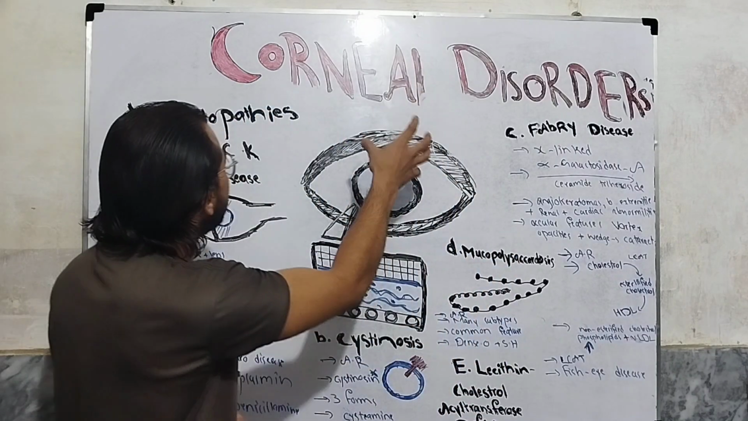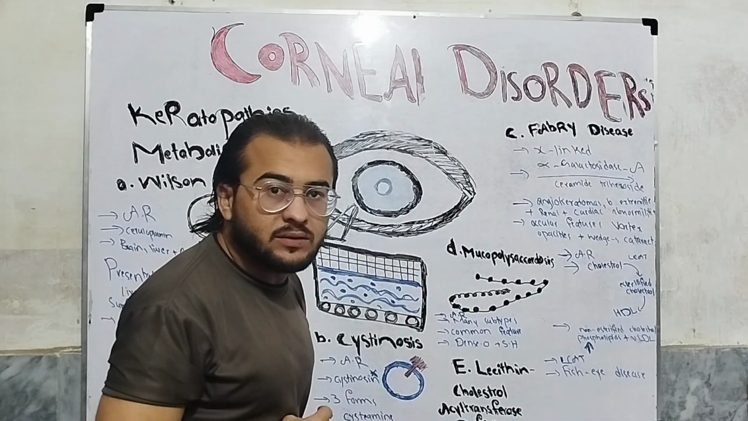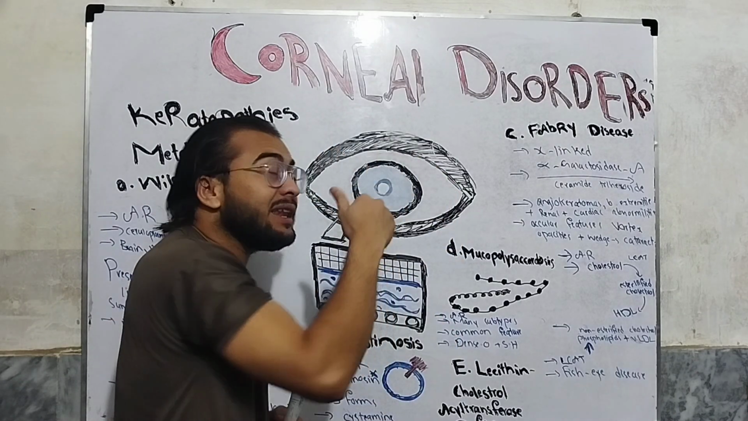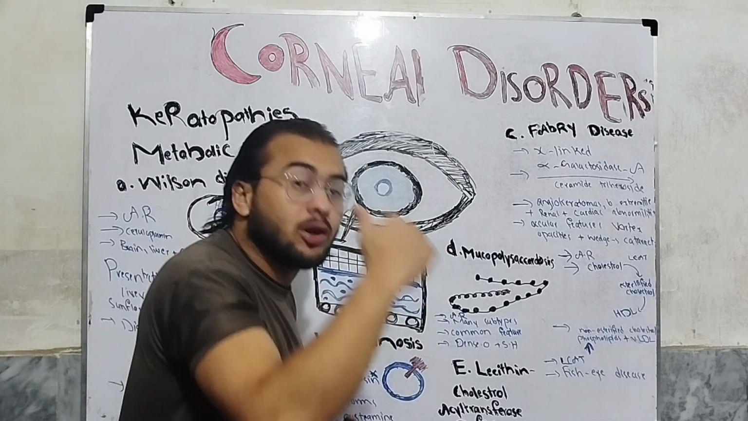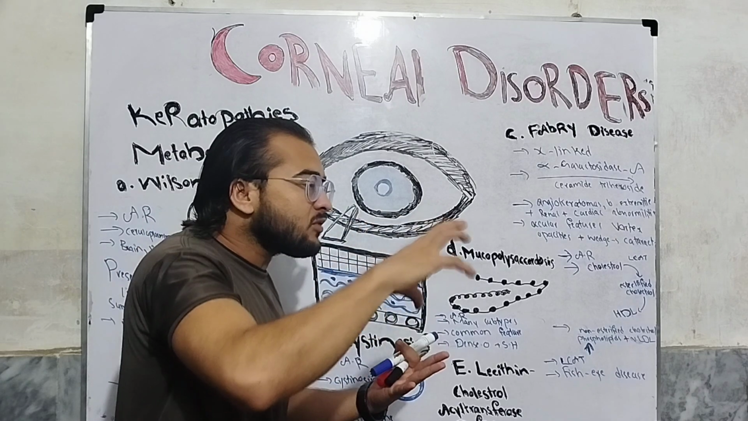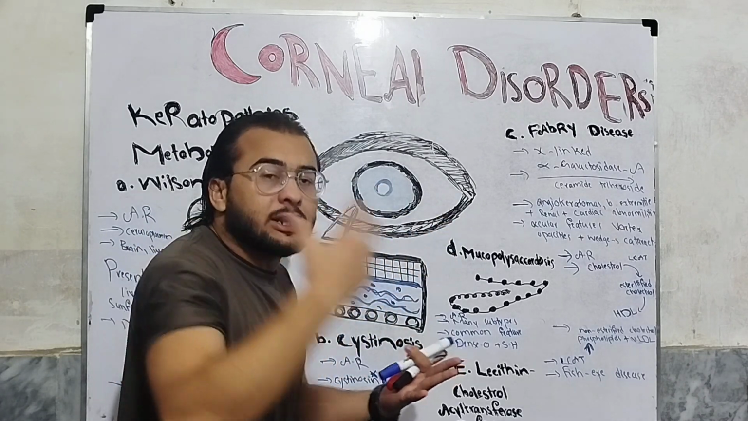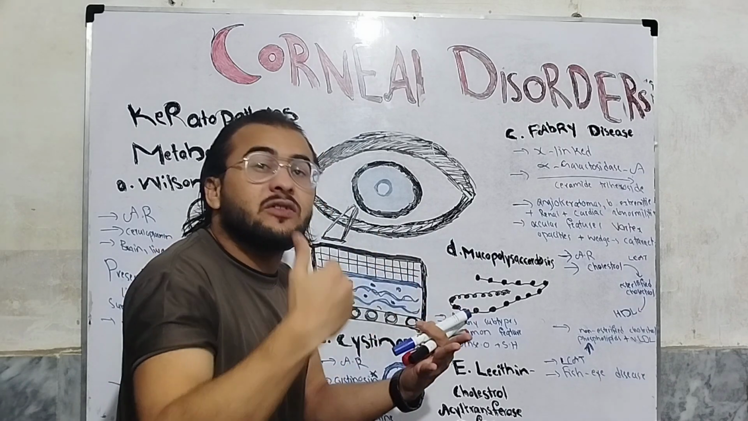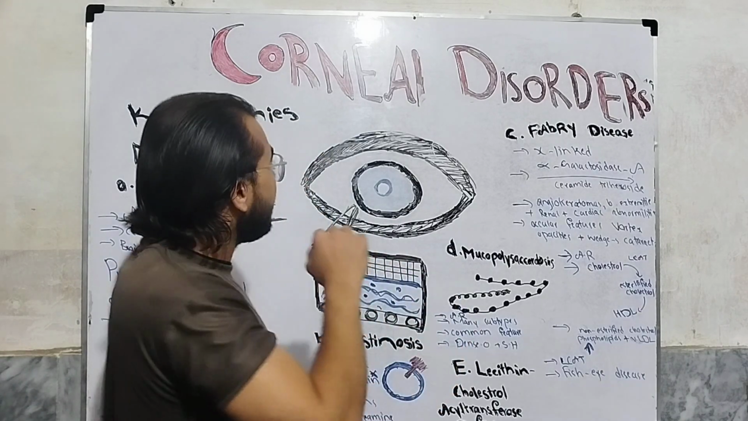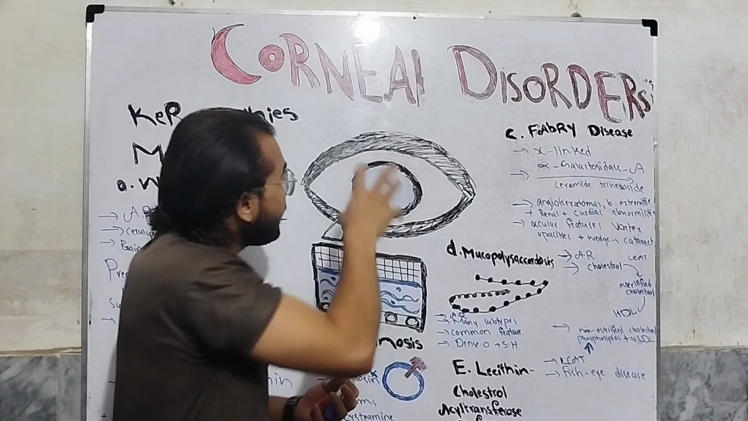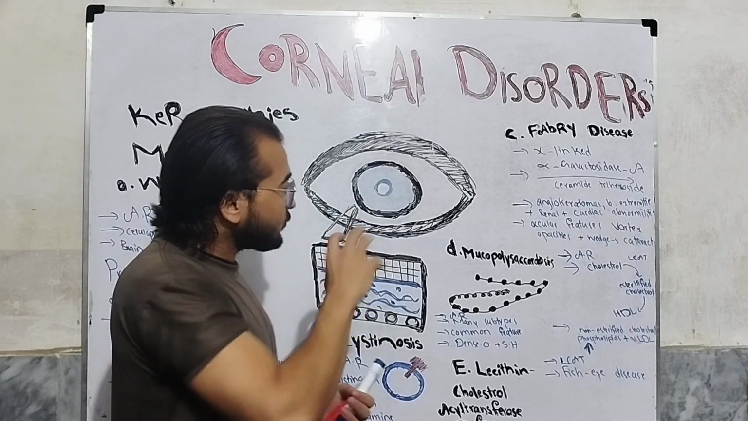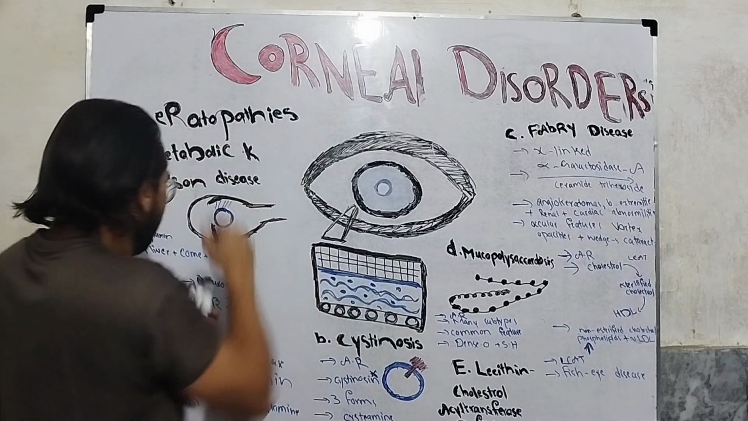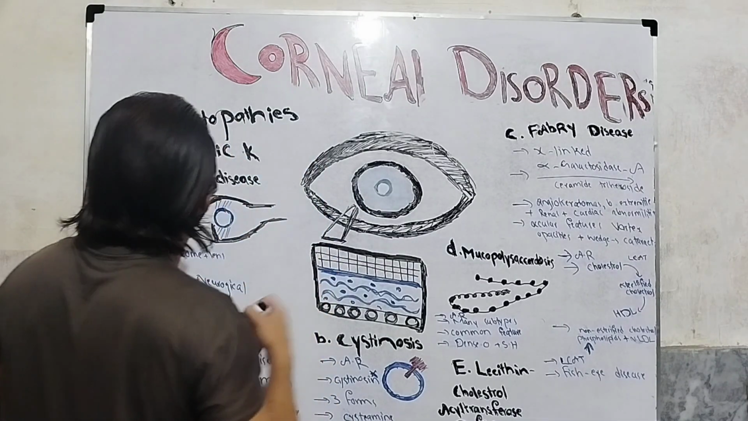Now in the corneal disorders, we will discuss keratopathies. Keratopathy is a broad term which is used for any kind of pathology involving the cornea. We have discussed many major types of keratopathies such as keratitis, different types of keratitis, degeneration, dystrophies, etc. But now there are also some important pathologies and disorders which should be discussed. So we will now discuss those topics in keratopathies.